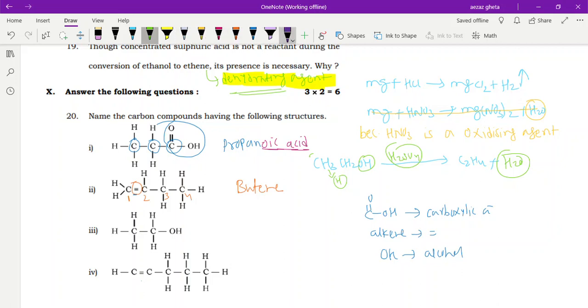Now here an alcohol is there. How many carbons? 1, 2. So 2 carbons means ethane. Remove the E because it is an alcohol, so OL will be joined. Ethanol.